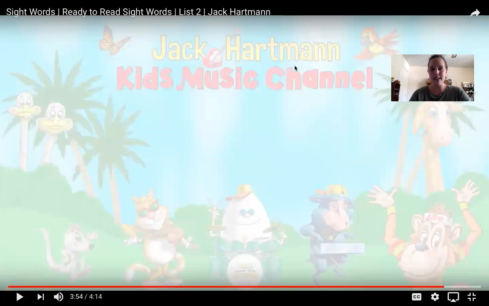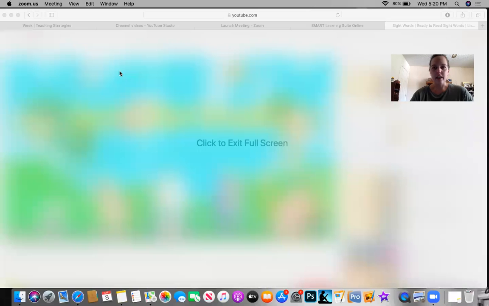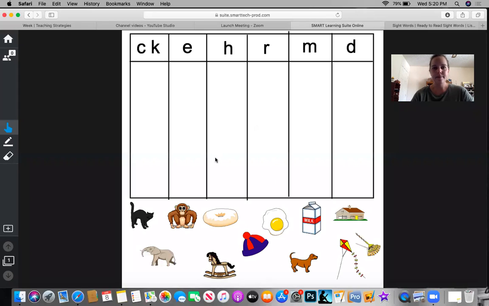Thanks, Jack Hartman. We can always count on him. Okay, so with that said, our literacy activity for the day is hidden under here. All right, so we have some pictures down here, and we have our letters up here.